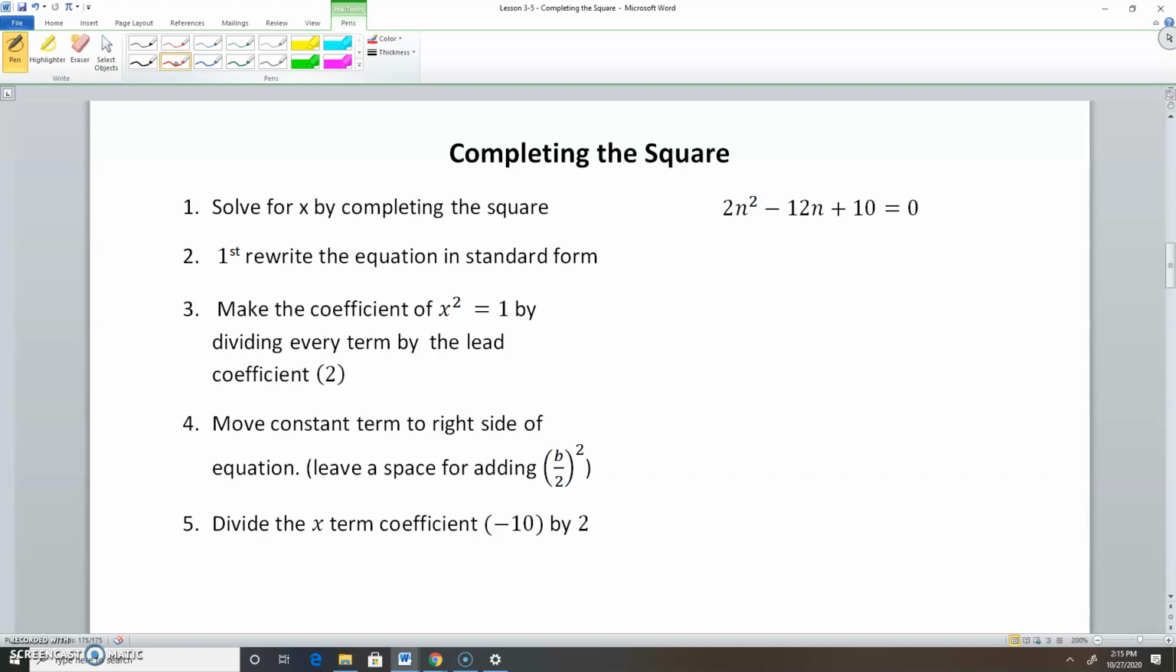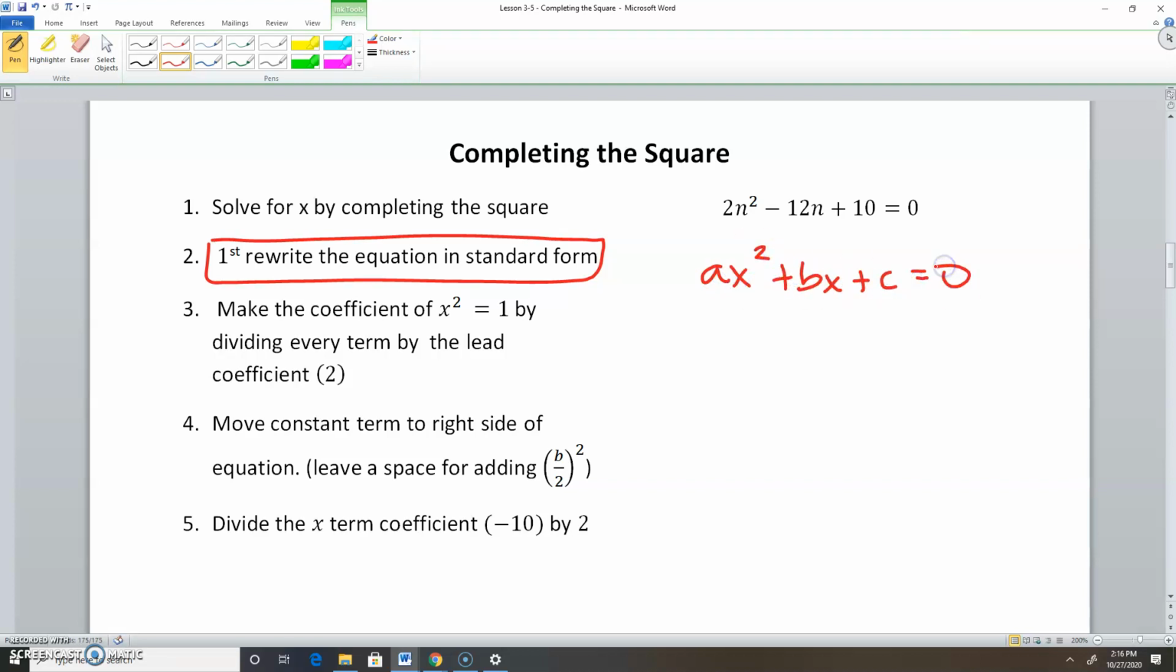The first thing that we have to do is rewrite the equation in standard form, which is the first thing that we had to do when we were trying to factor these to solve. So my first step is I've got to make sure that it is in standard form, which is essentially just making sure that it equals 0. Okay? So if I look up here, does our equation equal 0? Yes, it does. So we're good to go on that.